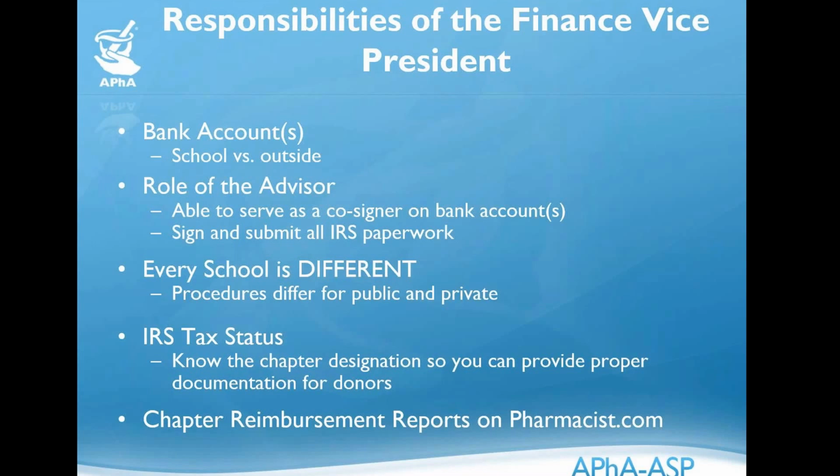Now, your advisor is going to play a role with a lot of this, with banking and submitting paperwork. They are able to serve as a co-signer on your bank accounts, and we would encourage you all to do so. The reason we encourage you to do that is because typically the advisors provide continuity from year to year within your chapters. The advisors will be there obviously longer than you are in your position, and they serve as that point of continuity, which is extremely important to have with financial reporting. And of course, they sign and submit all the IRS paperwork and file the taxes on your chapter's behalf.